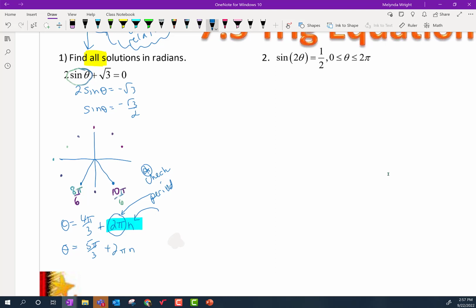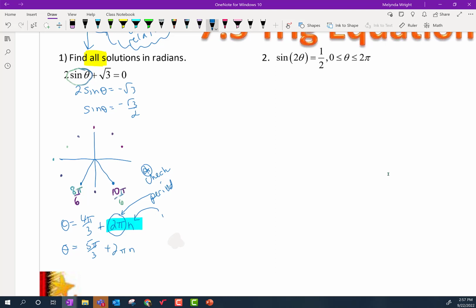So if we want to get to, let's say, 4 pi over 3 plus 2 pi, and n is 1, that would just take us to one of those coterminal angles. Remember that word from previously, coterminal? They're ending in the same place. So those are the things.